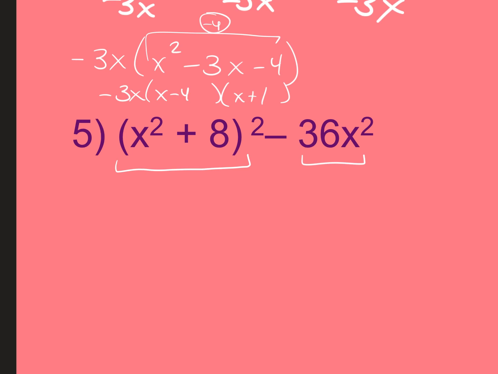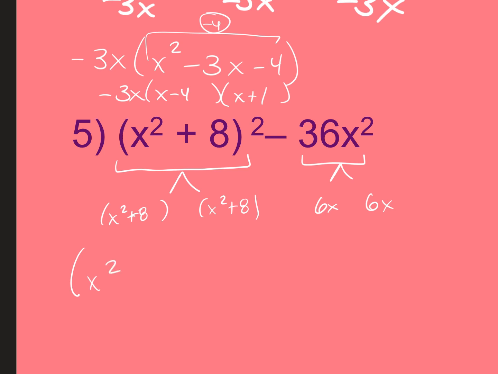Is this maybe the difference of perfect squares? How many x squared plus 8s do you have? 2. So could I break this up? Okay. X squared plus 8 and x squared plus 8. Okay. What about 36x squared? 6x and 6x? Okay, perfect. So my first parenthesis is going to be... Would it be negative 6x?